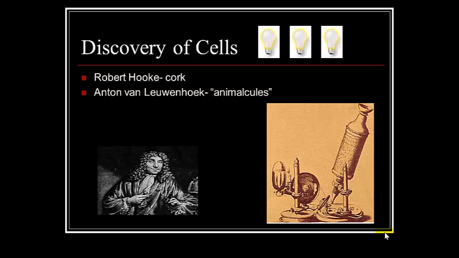And then later on, Antoine von Leeuwenhoek used another microscope and noticed little cells moving around. He said that they looked like little animals, and he called them animalcules. So we pretty much give Robert Hooke the credit for discovering or using the term cells.